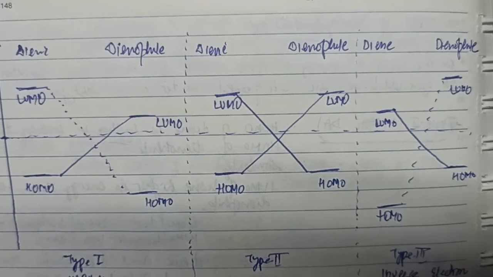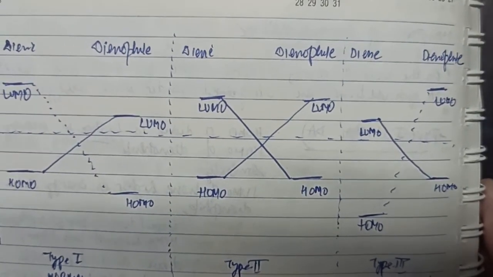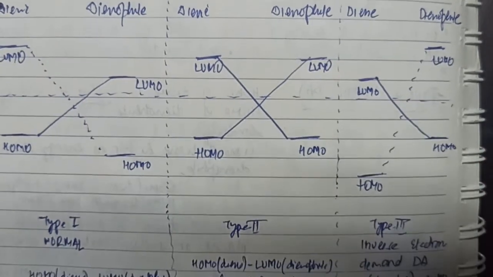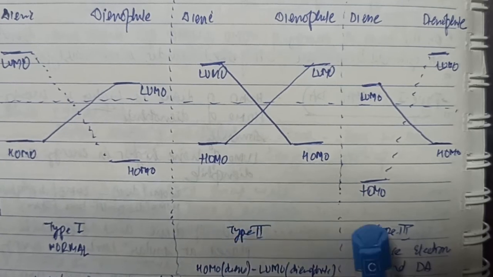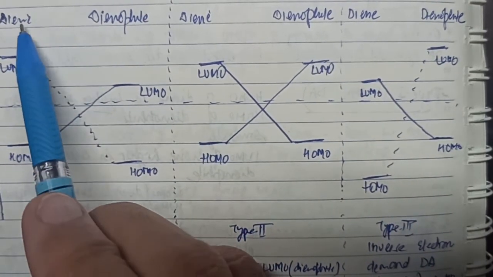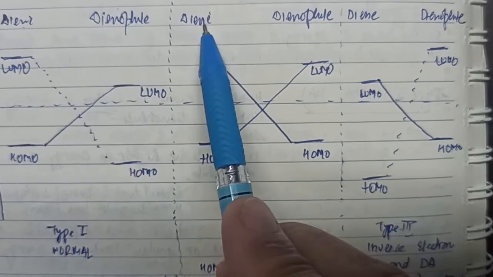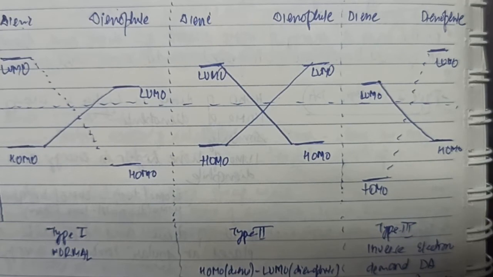If you look at this orbital picture, we have drawn an energy axis, and by drawing the energy axis, you can see what we have tried to show. We've tried to show three different types of interactions: the type 1, the type 2 category, and the type 3 category. As you can see in the type 1 category, this is diene and dienophile. Similarly, diene and dienophile for type 2. Similarly, diene and dienophile for type 3.